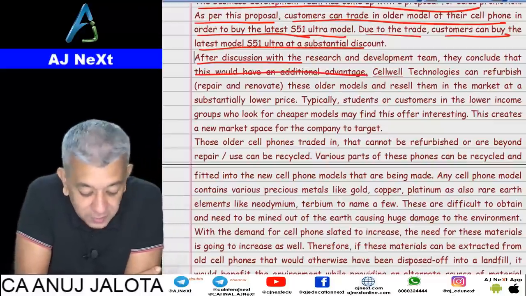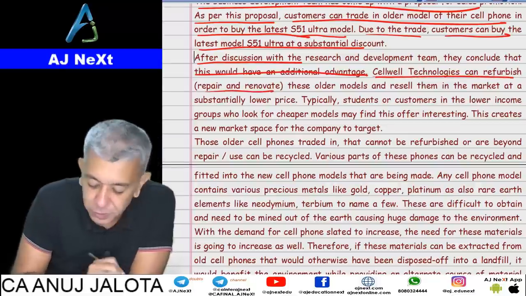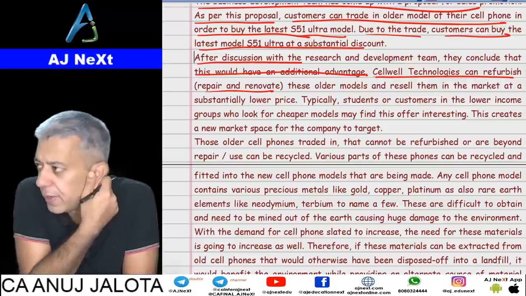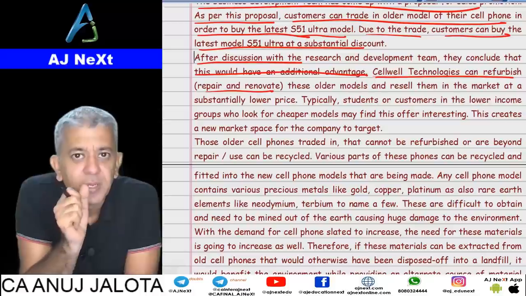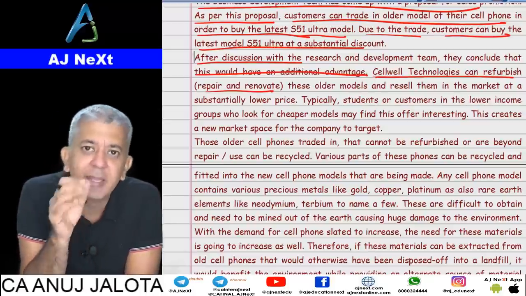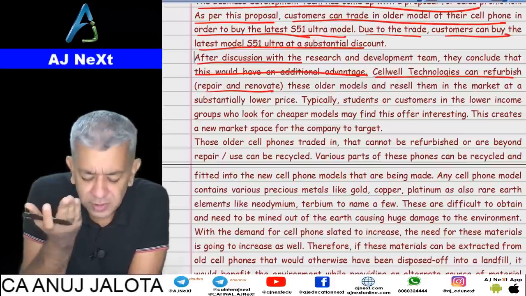This would have an additional advantage. Cell build technologies can refurbish. I think you all know the meaning of the term refurbish, whereby they take the older phones and try to repair them. If any part needs to be replaced, they replace it, and then they sell it off. In the markets, you get a lot of them on Amazon and so on.